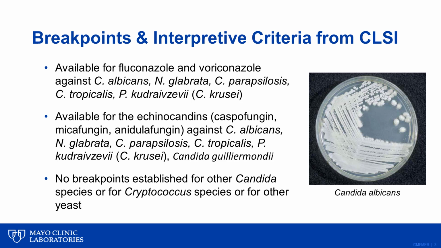At the time of this recording, breakpoints are available for the echinocandins, namely caspofungin, micafungin, and anidulafungin, and 2 azoles, fluconazole and voriconazole. For these 5 drugs, species-specific breakpoints are available for 6 different Candida species, which are Candida albicans, Candida glabrata, also known by its new name of Nakaseomyces glabrata, Candida tropicalis, Candida krusei, which also has a new name as a Pichia species, Candida parapsilosis, and Candida guilliermondii. Species-specific breakpoints are not available for other Candida species or for other yeast, including the Cryptococcus species.